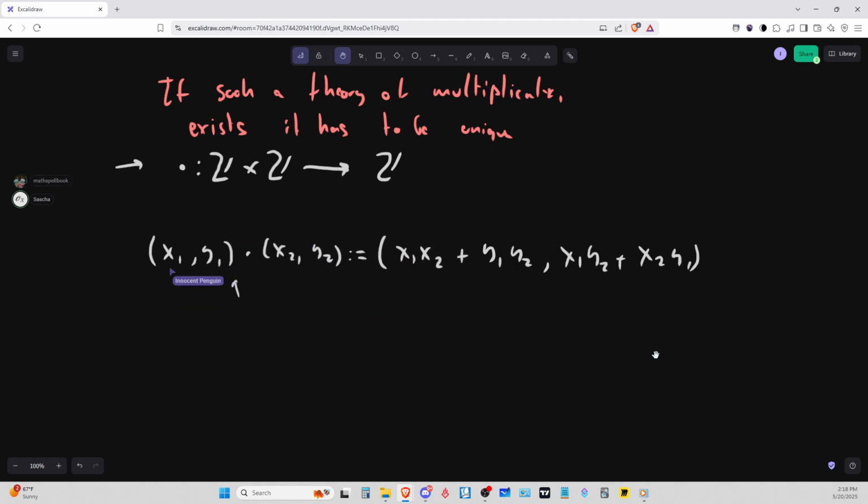There's something we have to be careful about if we really want to check that. First of all, we have to make sure that this definition does not depend on our pairs. And x and y are elements of the natural numbers.